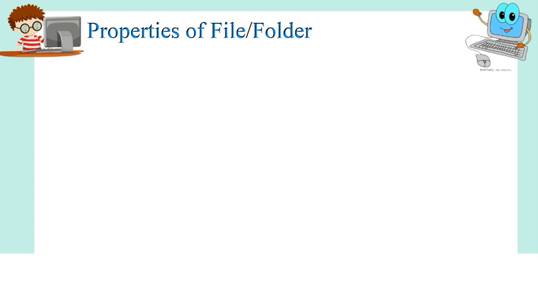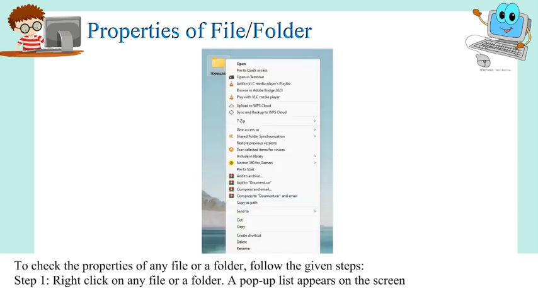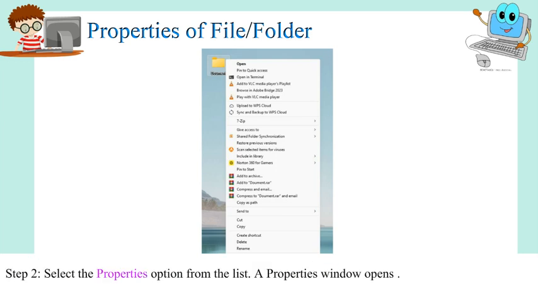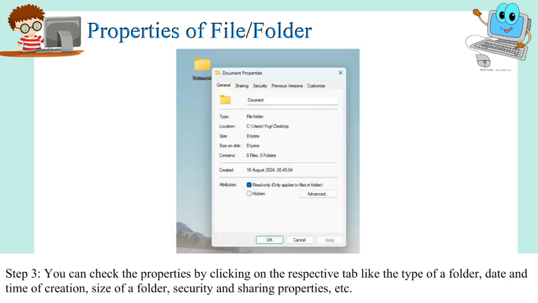Properties of file folder. To check the properties of any file or a folder, follow the given steps. Step 1. Right-click on any file or a folder. A pop-up list appears on the screen. Step 2. Select the Properties option from the list. A Properties window opens.